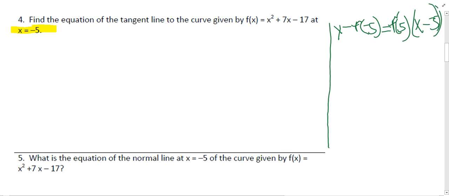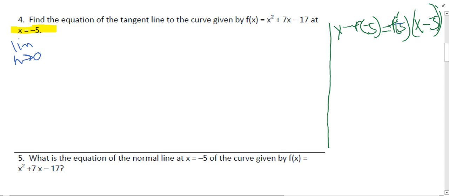So let's go ahead and take a look at what we're going to do to find the derivative. So in this problem, I think we'll use the limit as h approaches 0. Find this in terms of x, and then we'll plug in that -5 for our derivative. So remember, it's f of x plus h minus f of x all over h, and it's the limit as h approaches 0.